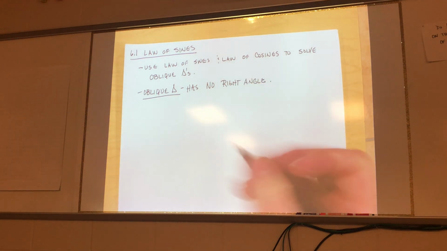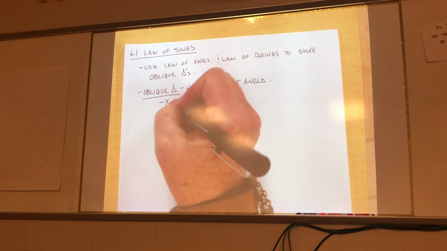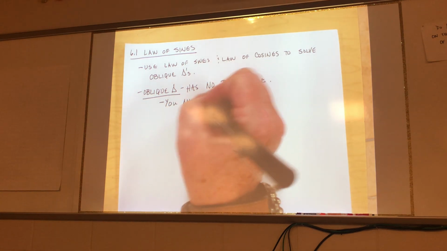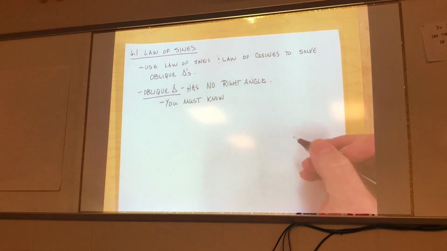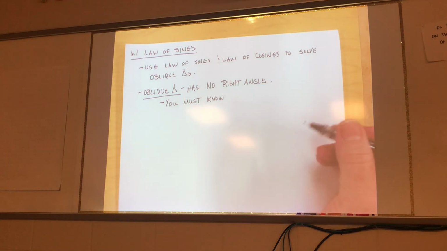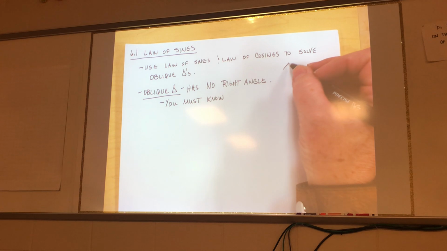All right? Now, this is what you have to know to be able to solve an oblique triangle. You must know 3 things. Now, listen to me. Could it be 3 angles? Yes. If I knew 3 angles of a triangle, would I know everything that I need to know about that triangle? No.